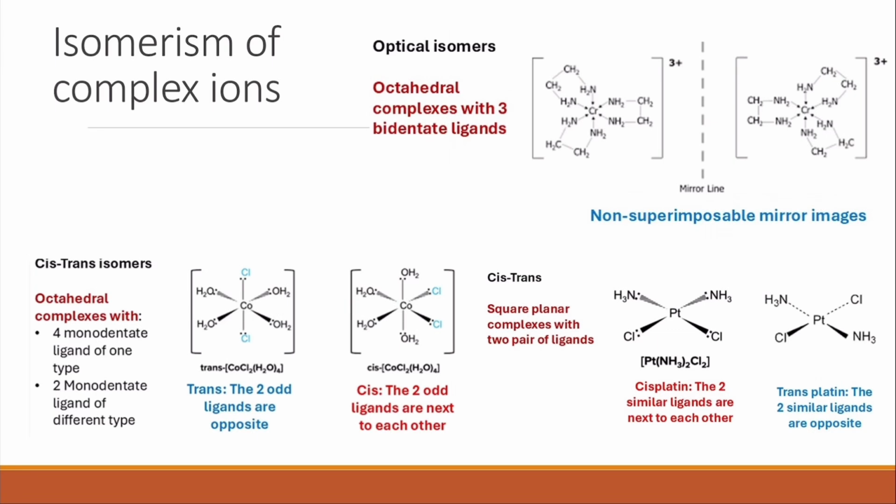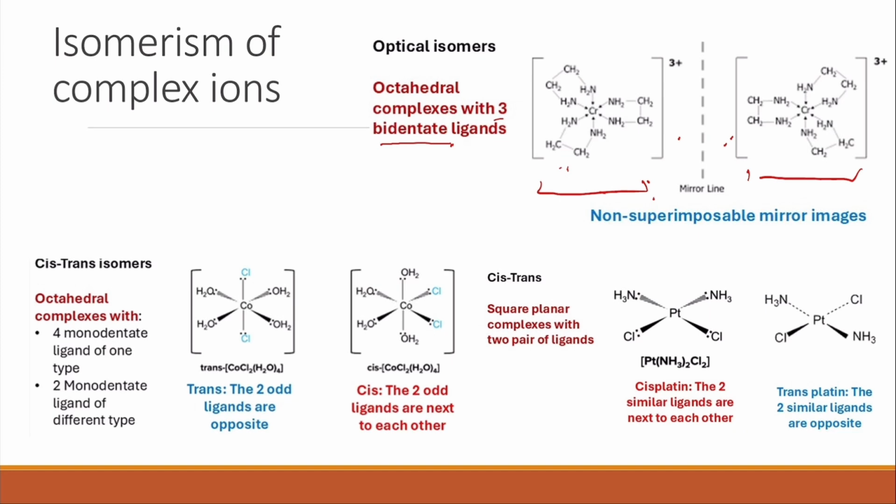Isomerism of the complex ions. So complex ions can form different types of isomers. The first one is the optical isomers, and optical isomers can be seen in the case of octahedral complexes when they have three bidentate ligands. So something like chromium with three of the ethanediamine ligands. So as you can see here, you can have a non-superimposable mirror image of these two to give you the optical isomers. So this is a mirror line, and these are the two complex ions. So these are optical isomers. And then we can have the cis and trans.